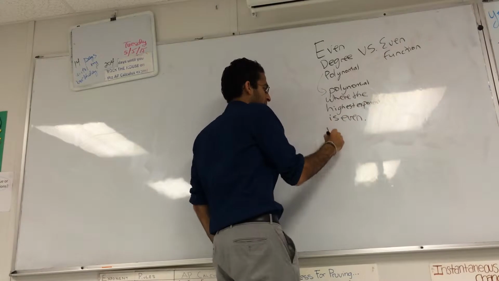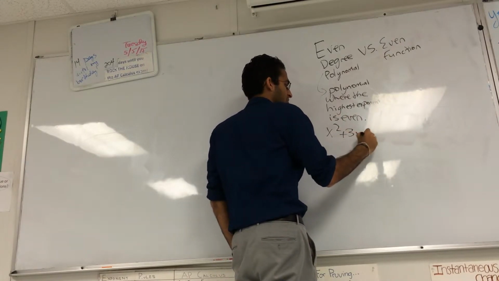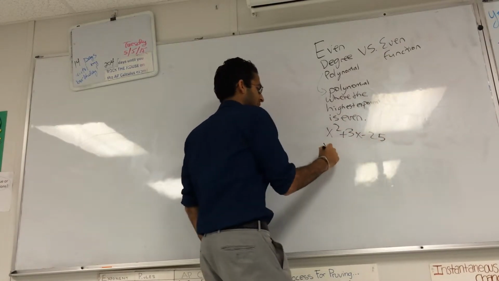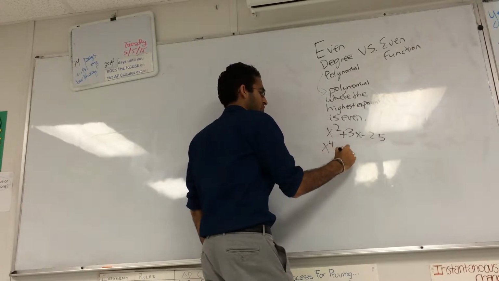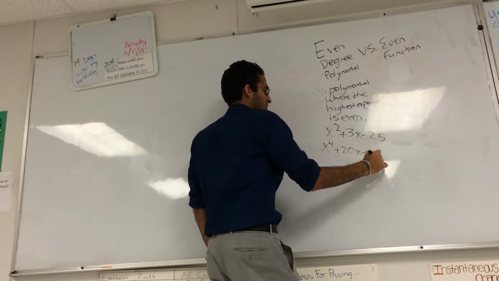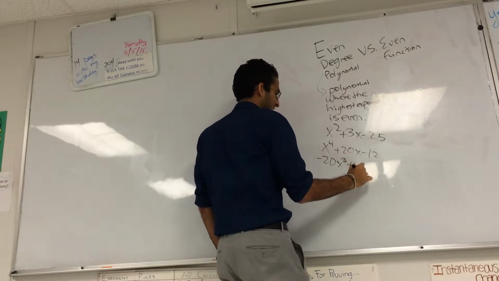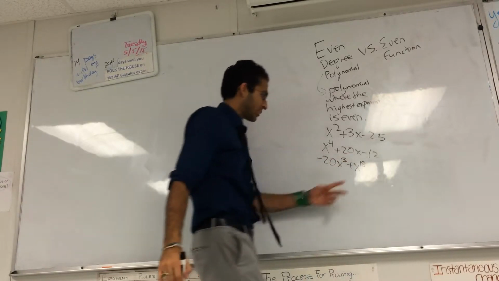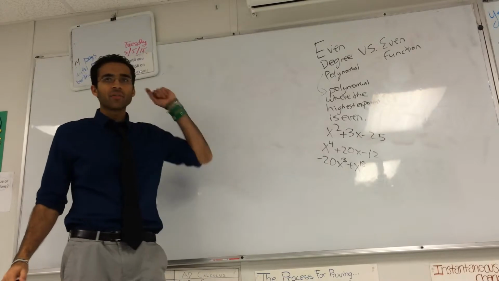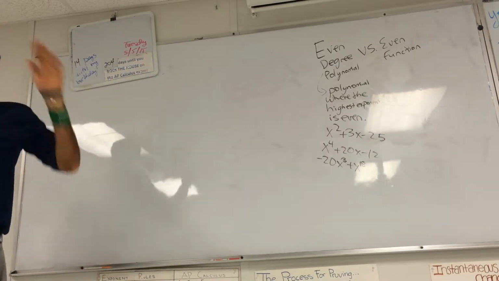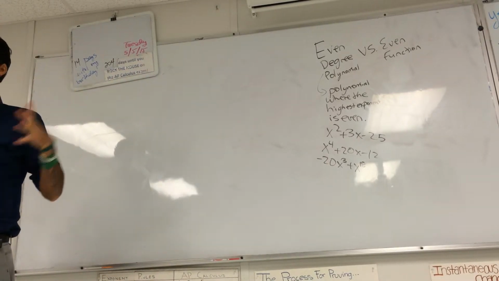So examples would be x squared plus 3x minus 25. An example would be x to the 4th plus 20x minus 12. An example would be negative 20x cubed plus x to the 18th. This would also be even degree. Wherever the highest exponent is even, boom, even degree, done.